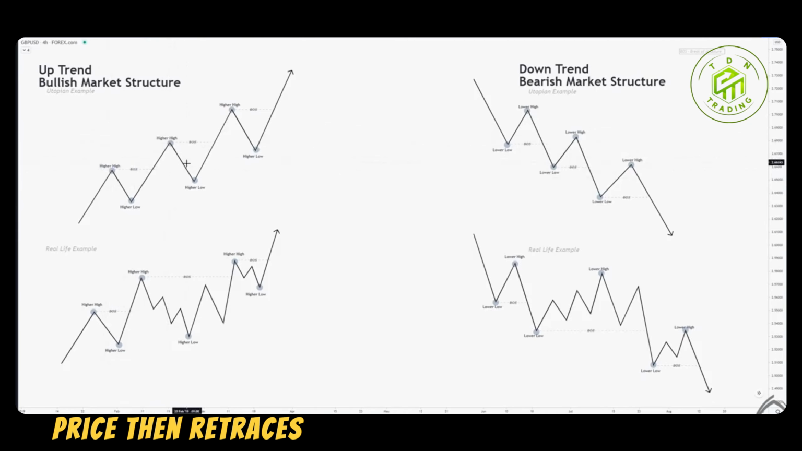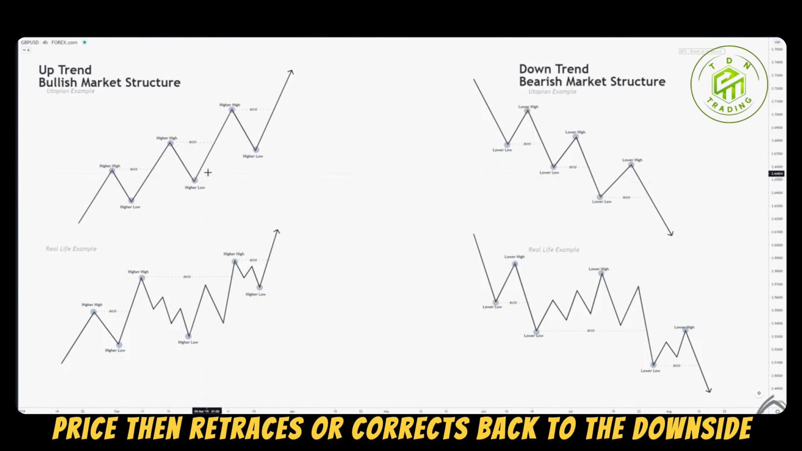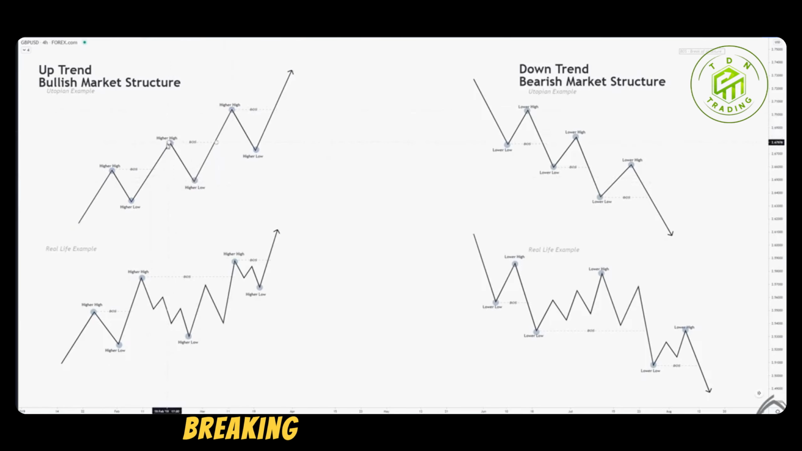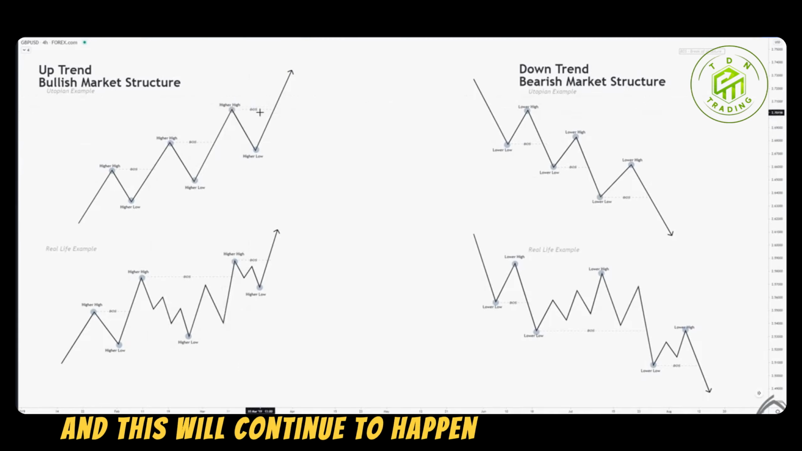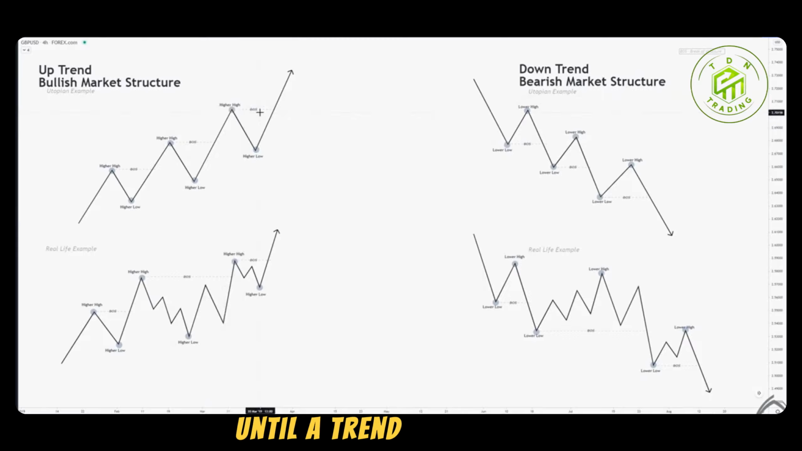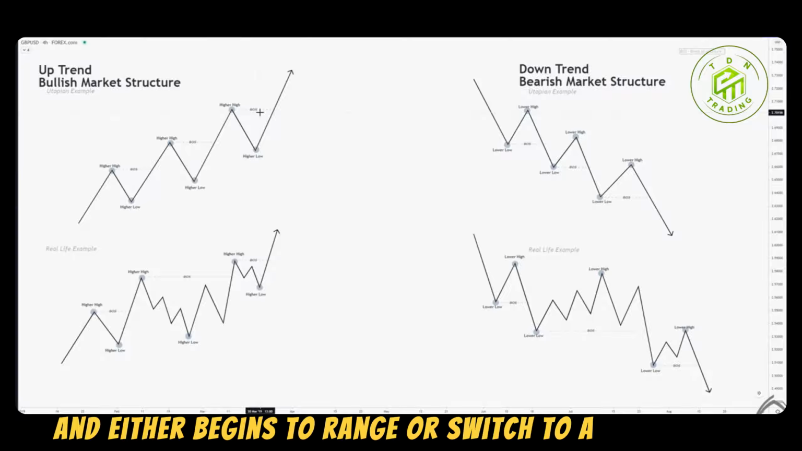Price then retraces or corrects back to the downside and then moves back to the upside, breaking the previous higher high, creating a new higher high. And this will continue to happen over and over again until a trend is exhausted and either begins to range or switch to a downtrend.